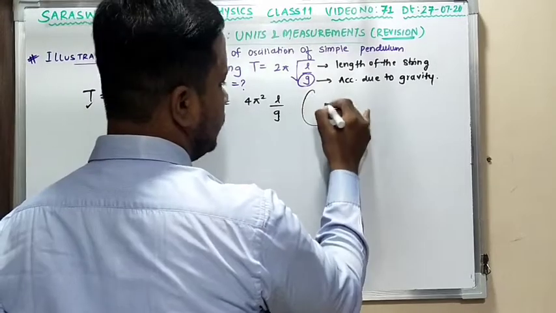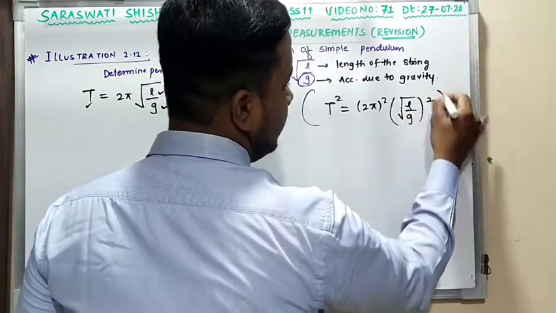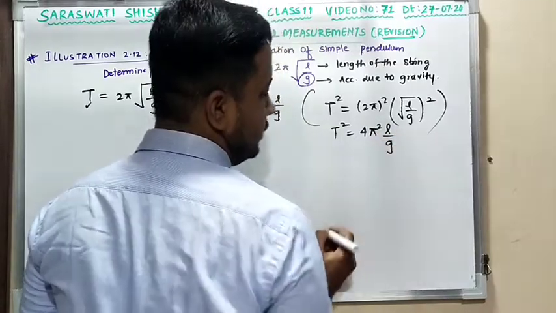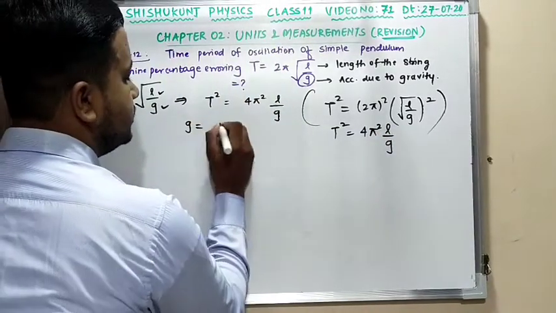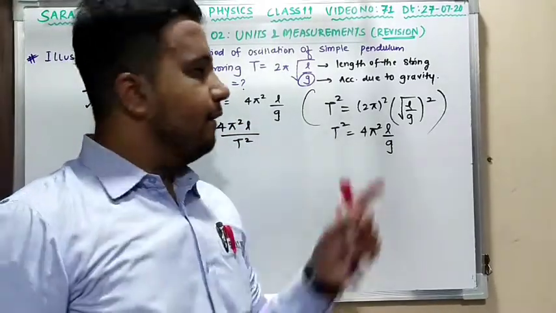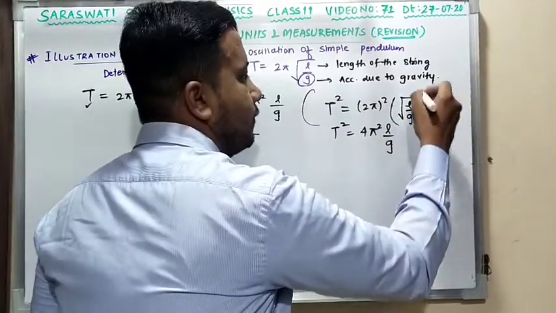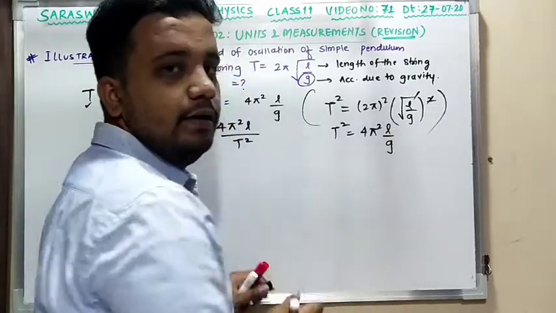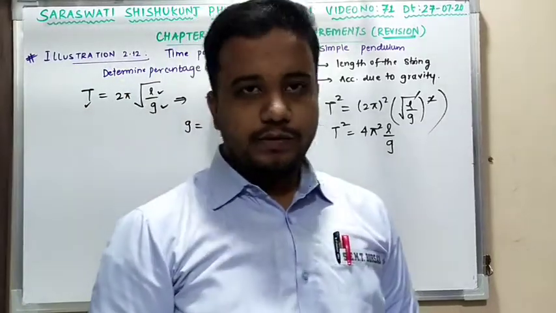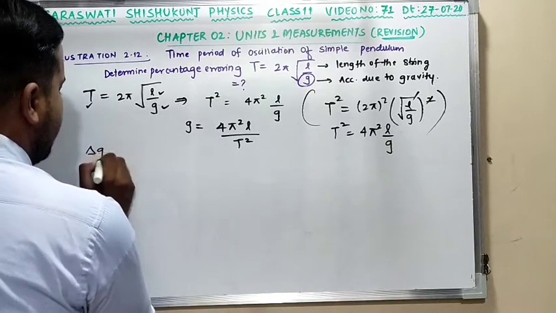Again I am showing you, T square is equal to 2 pi under root L by G, the whole square. So what will happen? 2 square is 4 pi square L by G. So for G, I am going to get my equation G is equal to 4 pi square L by T square. Till this clear? The square cancels the under root, so my equation is L upon G. For G, I am going to get 4 pi square L divided by T square as the required equation. Clear?